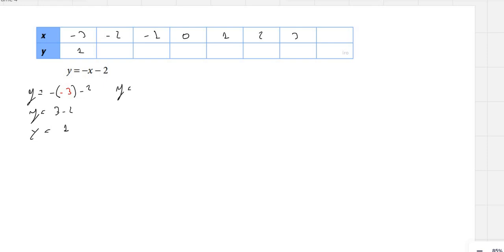Then 4 minus 2... 2 minus 2, y equals 2. Minus negative is positive, 2 minus 2, y equals 0. And so on with the rest of the x values. Okay, here I have completed all the y values, okay? And now it's time to plot the graph.